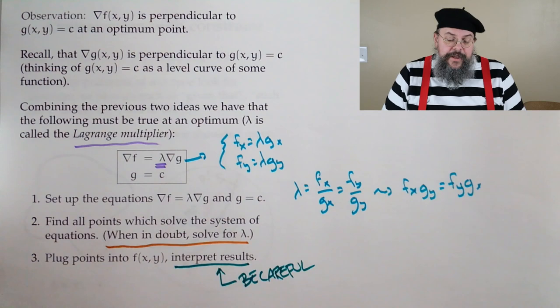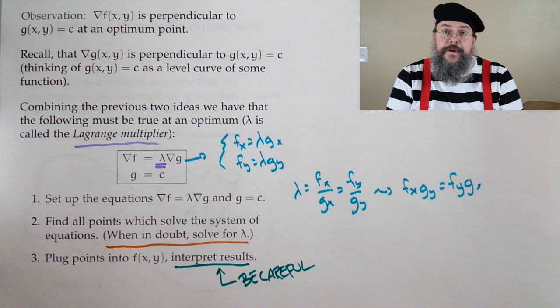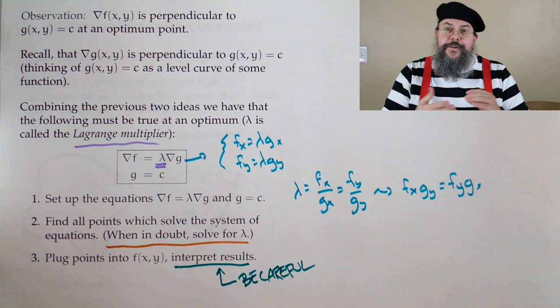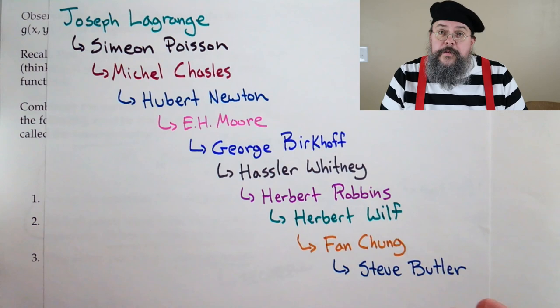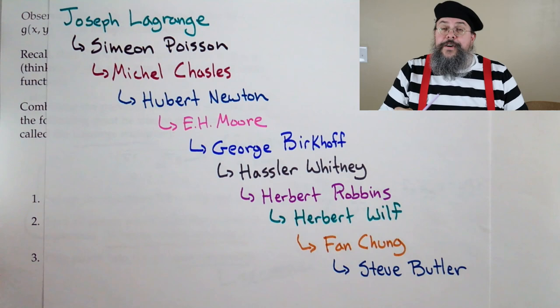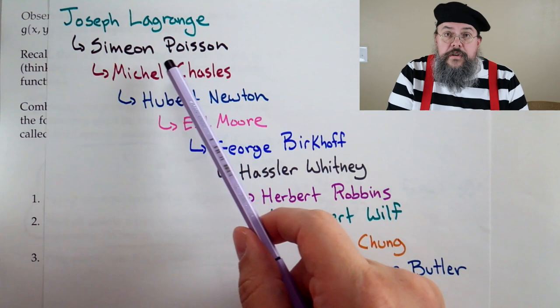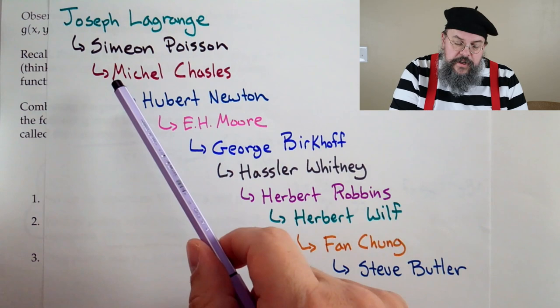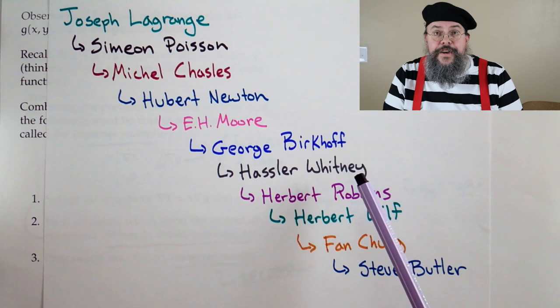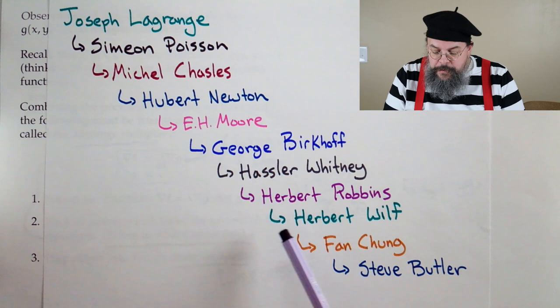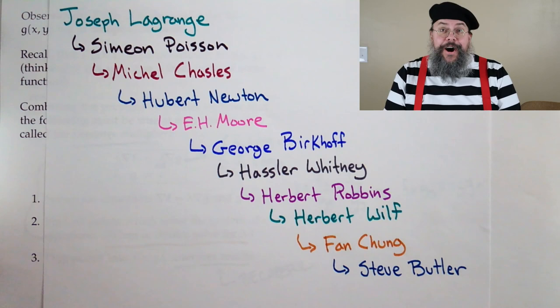Now, before you leave, you might be wondering a little bit about Lagrange. He is a French mathematician, but not only that, in fact, I looked it up and I want to show you a little bit here. It turns out that Lagrange multipliers is named after Joseph Lagrange. Now, he had a student who studied under him. His name was Simeon Poisson, and Simeon had a student, Michel Charlet, who had a student, Hubert Newton, who had a student, E.H. Moore, who also had a student, George Birkhoff, who also had a student, Hassler Whitney, who also had a student, Herbert Robbins, who also had a student, Herbert Wolf, who also had a student, Fan Chung, who also had me. That's me.